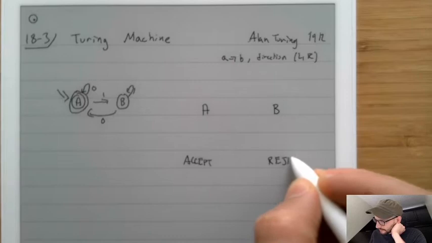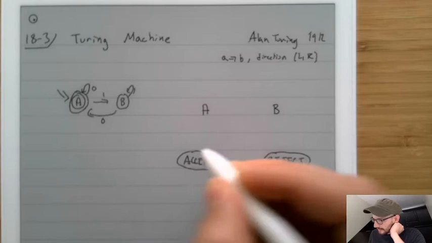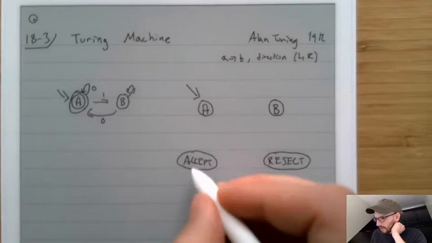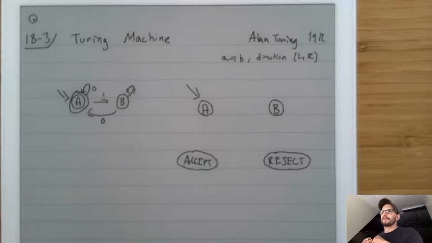And the way that this works is that if we ever go to accept or reject, then the computation is over. So if we ever go there, it's over. So that means that these are not going to have any arrows leading away from them. Right. So now, how is it going to work?